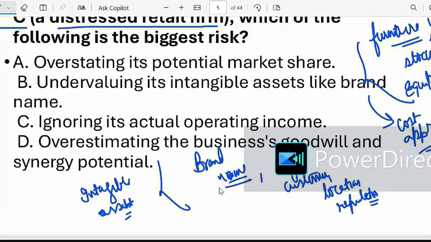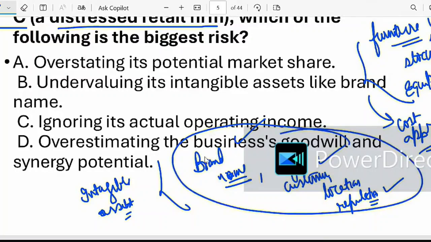In this case, brand name is there. In this case, loyal customers are there. In this case, location reputation is there. These things cannot be addressed by the cost approach. Because how can you quantify? Cost means something that can be quantified. So you can't quantify the cost of this intangible asset, right?